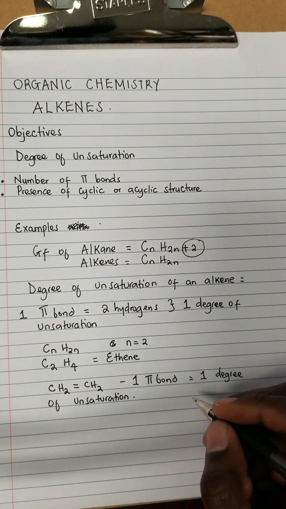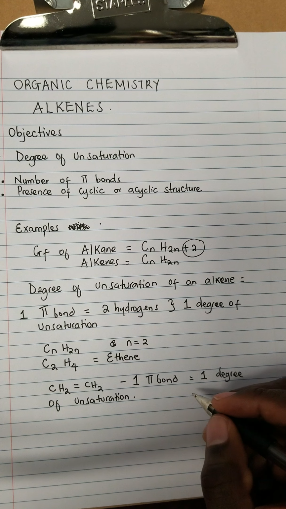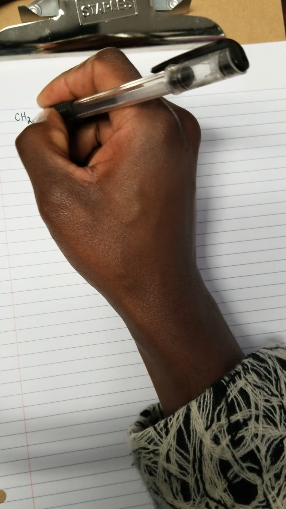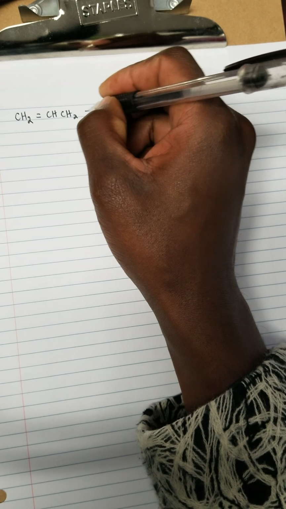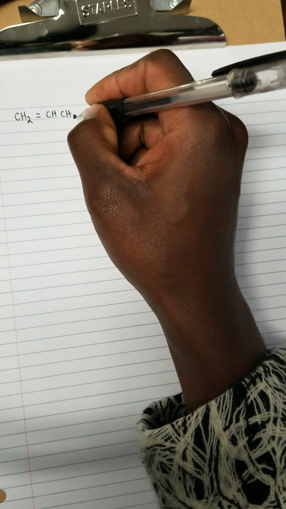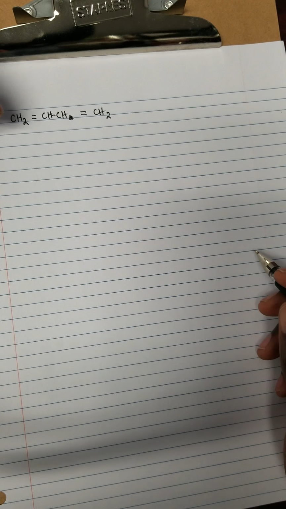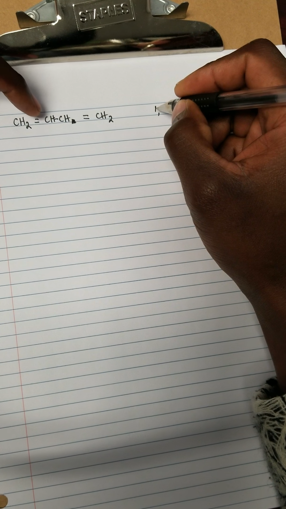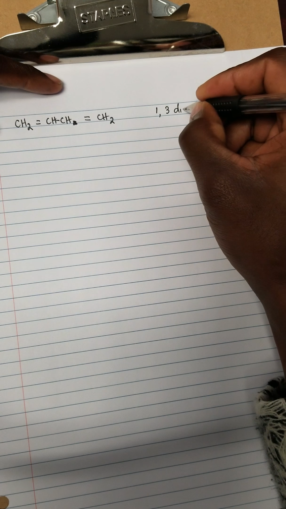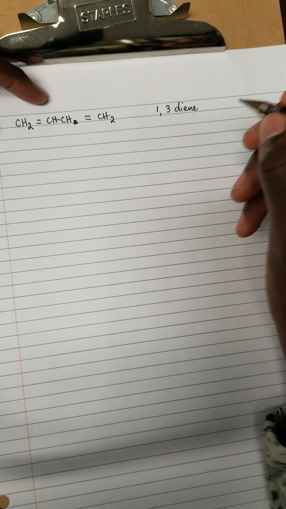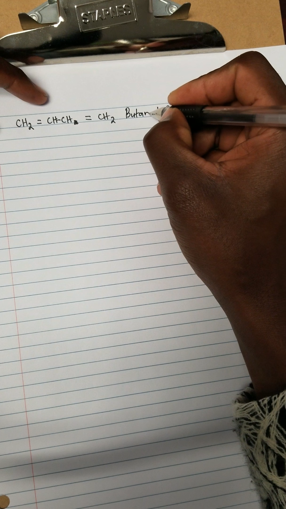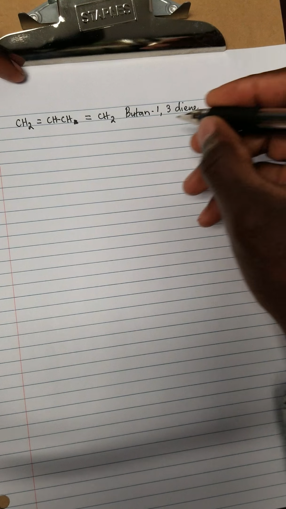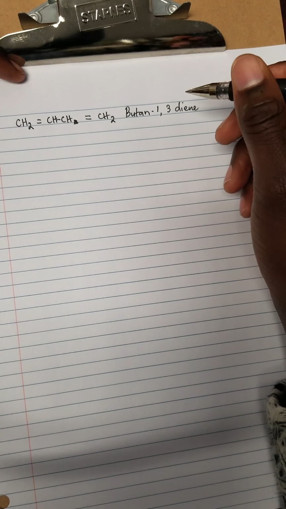Okay, so now let us look at a compound that has more than 1 degree of unsaturation. How does it look? Let us look at a compound like CH2=CH-CH=CH2. So we have this compound. It has two double bonds. If I am to name this, this will be a 1,3 diene. Then 1, 2, 3, 4. So that is butadiene, or 1,3-butadiene.